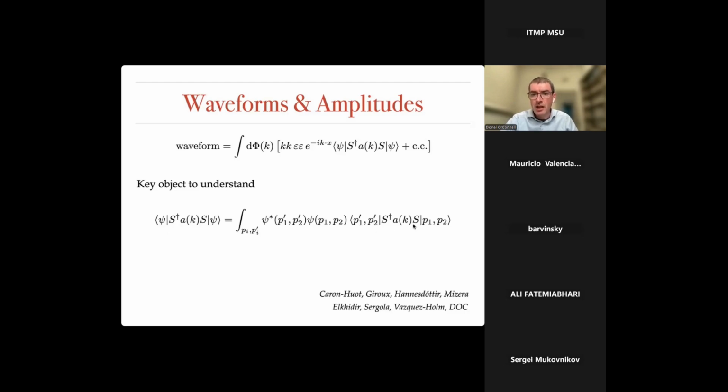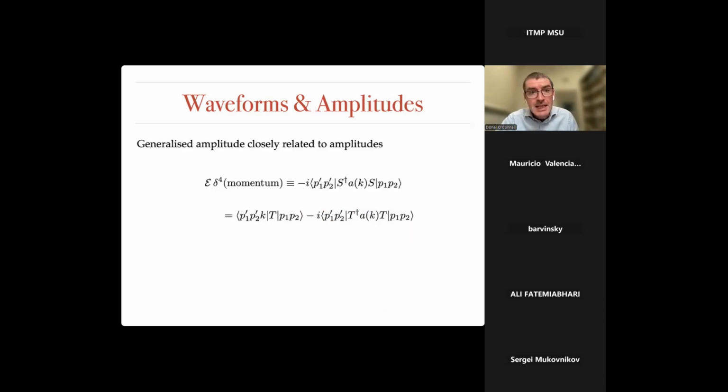So some overlap, some bracket with what look like two initial and two final particles, all, of course, coming from the initial expectation value. So P1 and P2 in the ket, and a P1 prime and a P2 prime in the bra, and then again the S dagger A of KS. So that's the actual thing that we need to compute. That's this generalized amplitude. Now, this generalized amplitude is very closely connected to amplitudes.